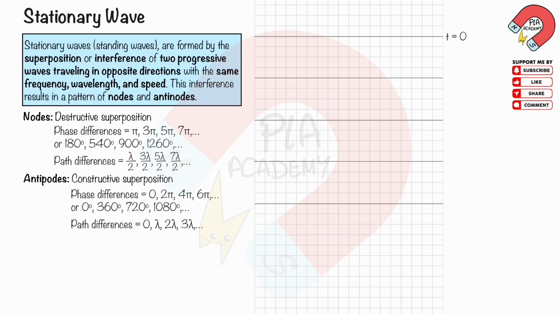When a blue wave travels to the right and a red wave travels to the left, as shown, they are moving in opposite directions and they have the same frequency, wavelength, and speed. Initially, they are in phase, and the phase difference is 0. They superpose, or interfere, with each other to create the stationary wave shown in the black wave.